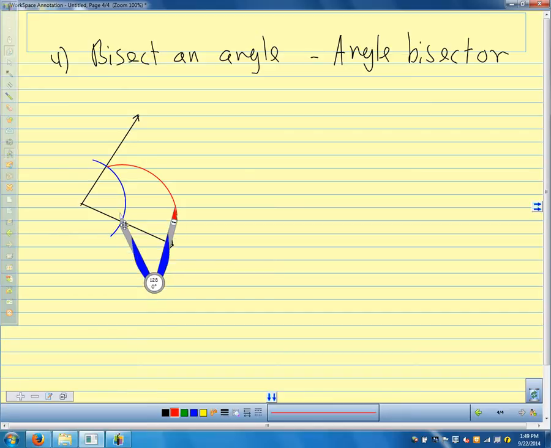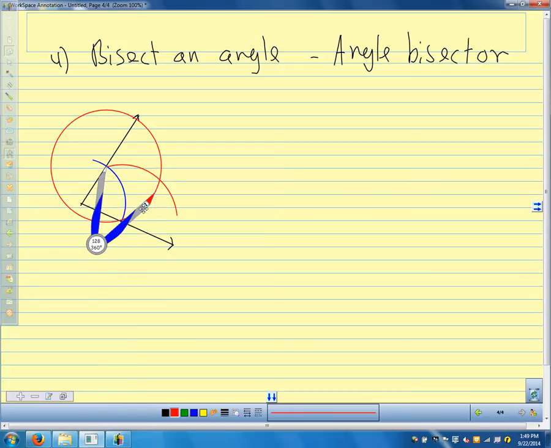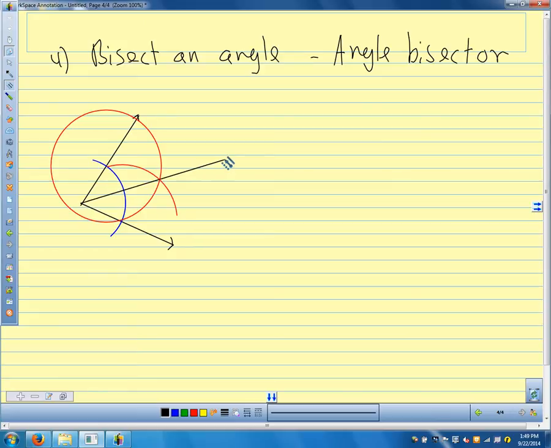And then we're going to move the compass without changing its setting to where the ray and the first arc that we drew across. Make another arc. Sometimes it just makes a circle automatically. And I'm just going to connect the vertex to that little X that I made. And I've bisected my angle.